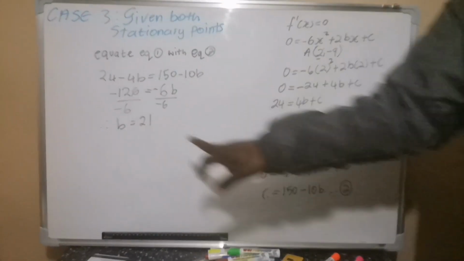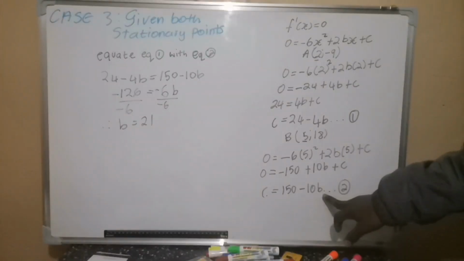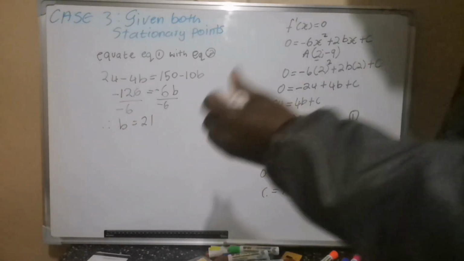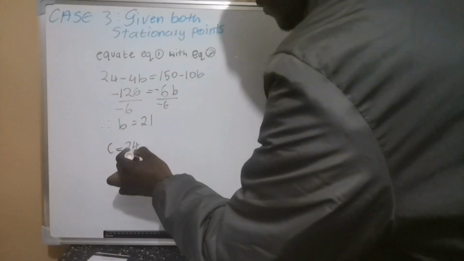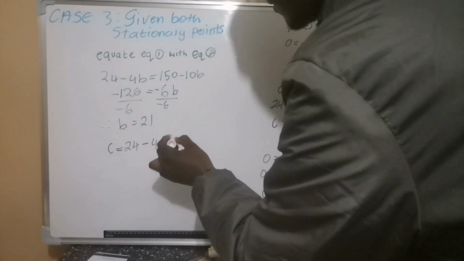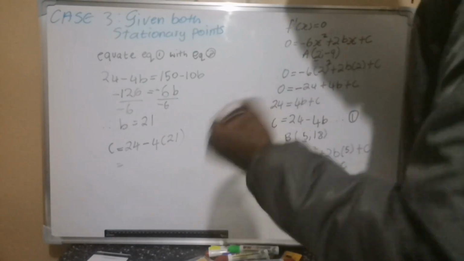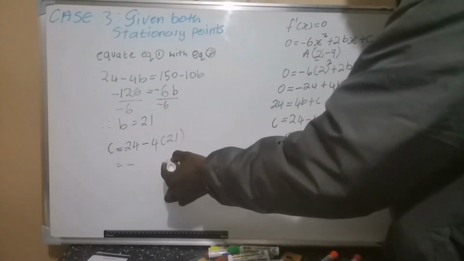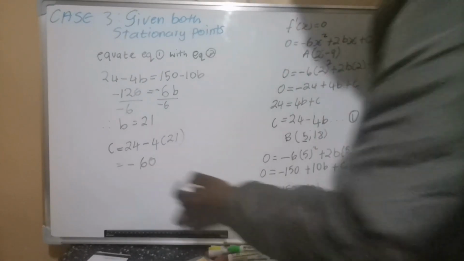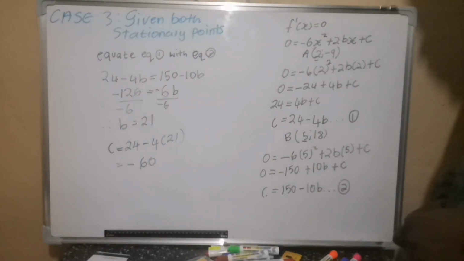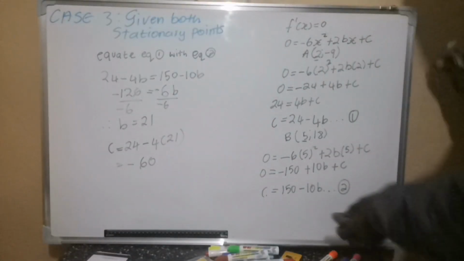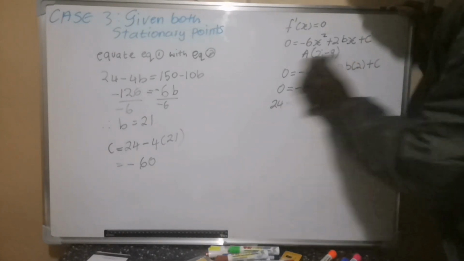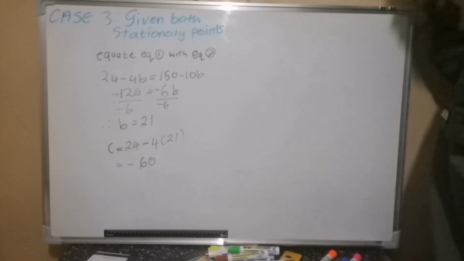Then you can find c by substituting. Where is b? Put in 21 here or here. So we're going to have c is equal to 24 minus 4 times 21. Our c is equal to 24 minus 4 times 21, which is negative 60. Then you are done. Now guys, you are done with finding c and b. Then you write your full equation here. And you write your full equation.